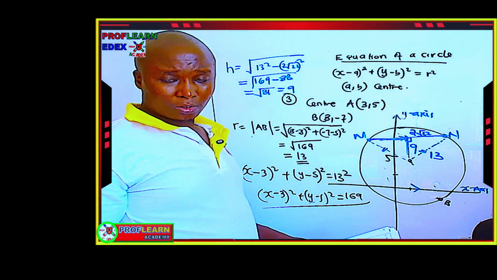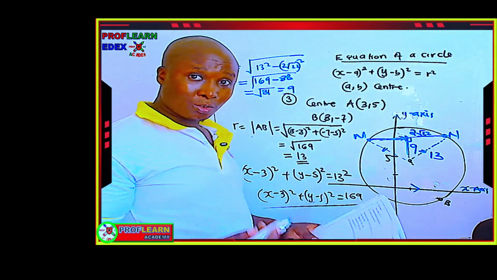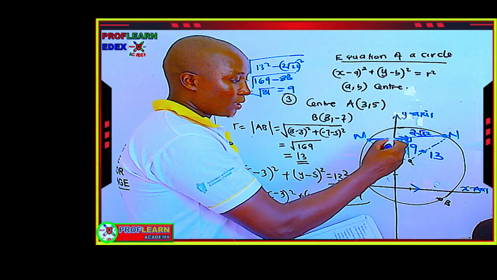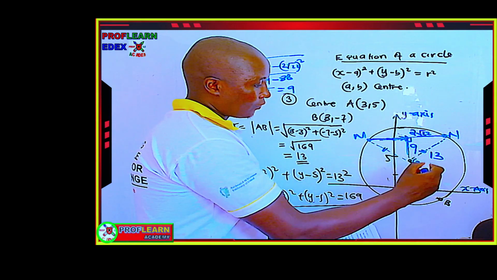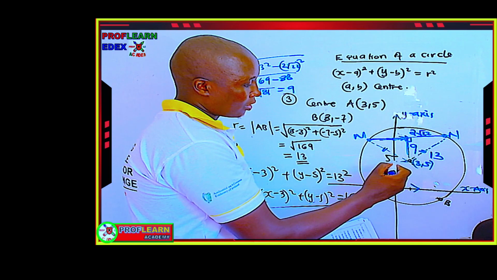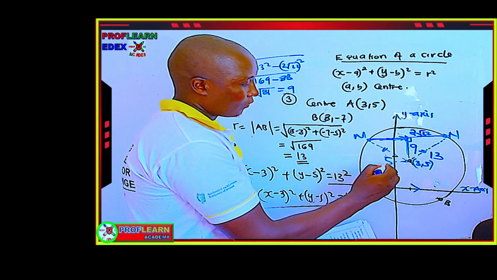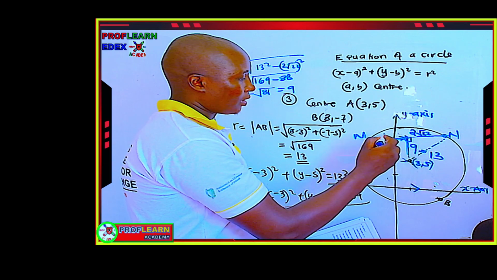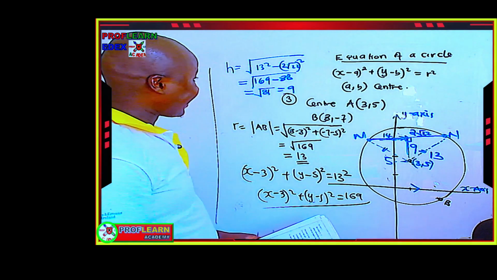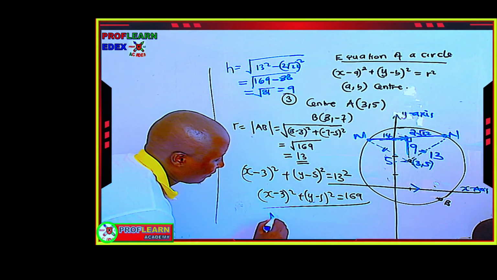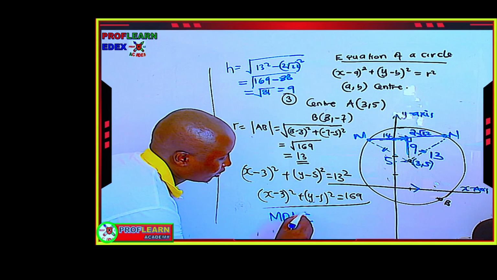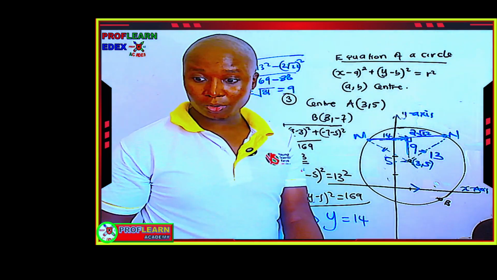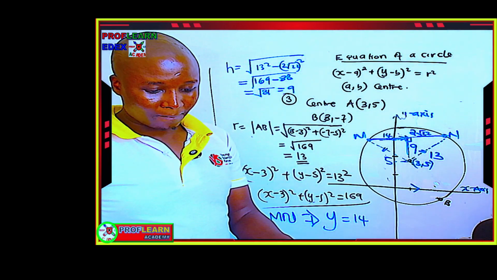But we are asked the equation of the line. And for the equation of the line, we need to know where this line passes here, which value is this. But remember, this is 3, 5. So the y value here is actually 5, right? The y value here is 5. So meaning 5 plus 9 will give us this number that we have here, which is going to be 14. And that means that the equation of MN is y equals 14. That is what you are supposed to do in that particular question.